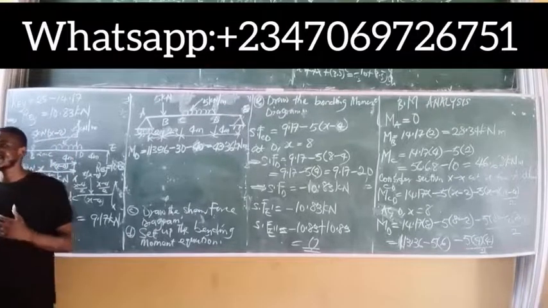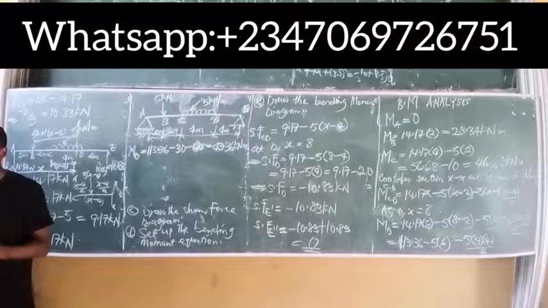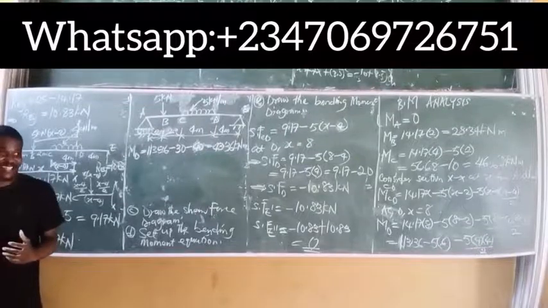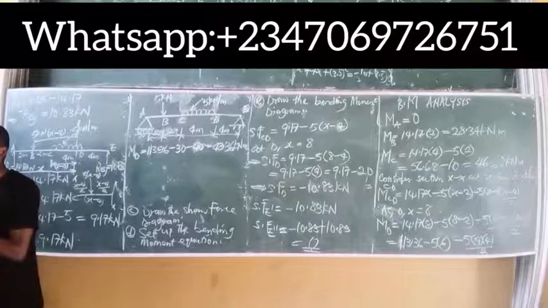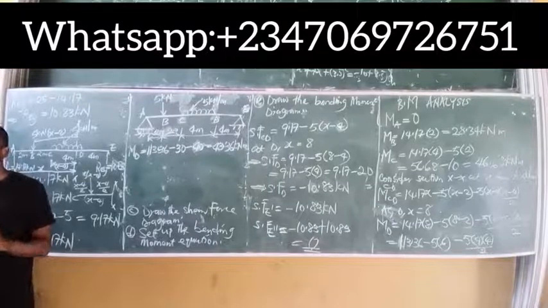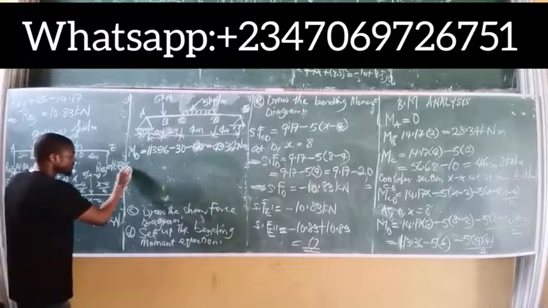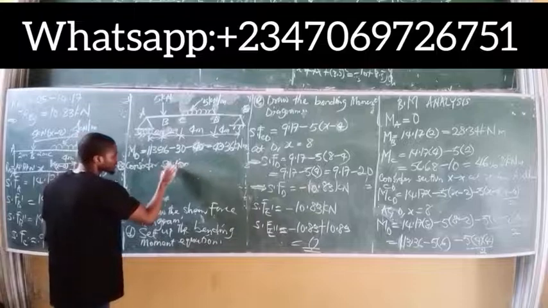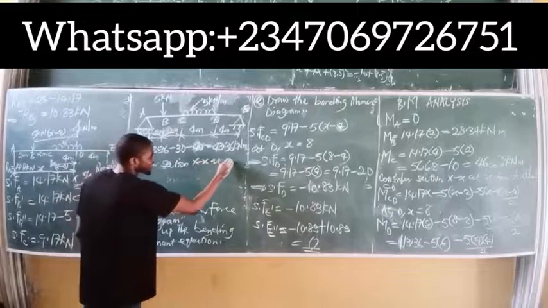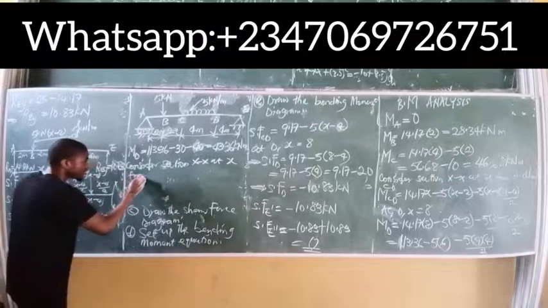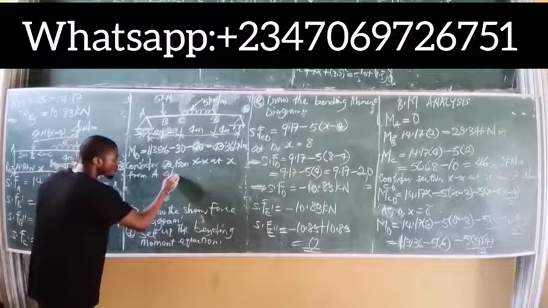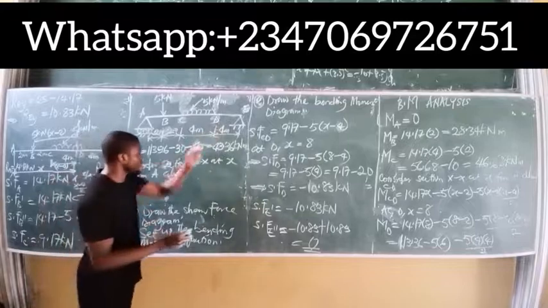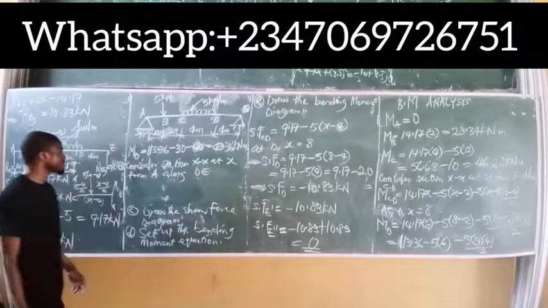Now I said that since you enter the terrain of the UDL, you continue taking section till the end of the beam. For bending moment analysis, you continue taking section to the end of the beam. So you consider a section again, section XX at X from A, always from A. Now it's going to be along the last portion, which is DE. So let's do that now.